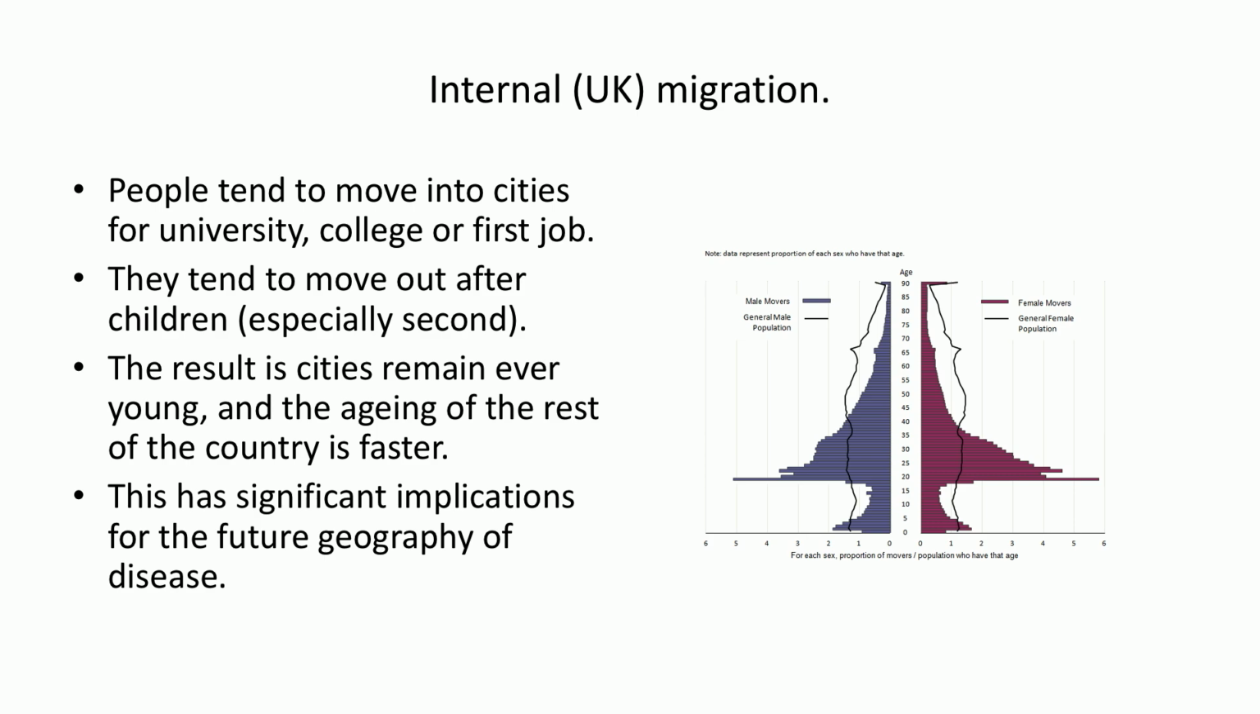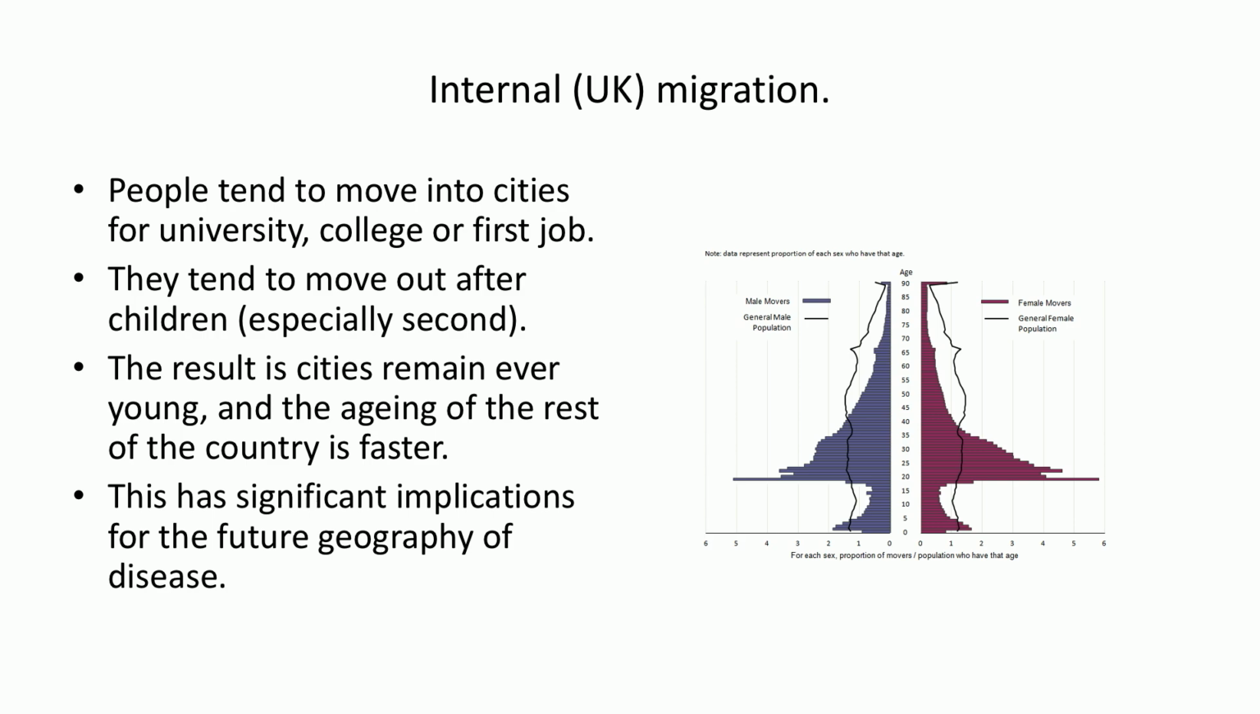And then once people have left, they tend to stay out of the cities until the next generation and their children go into the cities and repeat. And this on the right is the demographic pyramid of when it is in a life course that people in the UK move. On the left, men, on the right, women. And you can see the big bulge is between 18 and 25. And that's the period when people tend to move into cities for study or work.